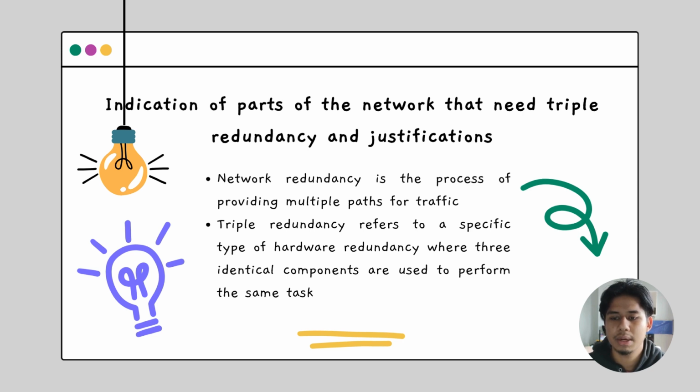Firstly, let's learn about what network redundancy and triple redundancy are. Network redundancy is the process of providing multiple paths for traffic so that the data can keep flowing even in the event of failure. Next, triple redundancy refers to a specific type of hardware redundancy where three identical components are used to perform the same task with a voting mechanism to determine the correct output. This approach provides a high level of fault tolerance, meaning the system can continue operating even if one of the components fails.